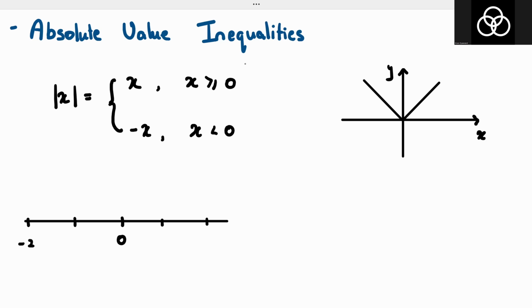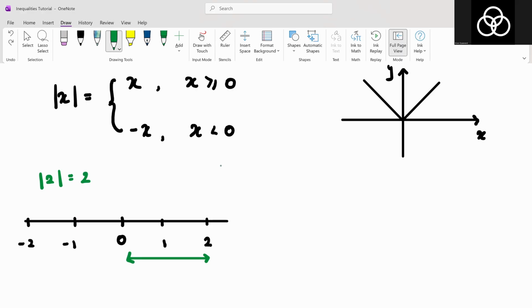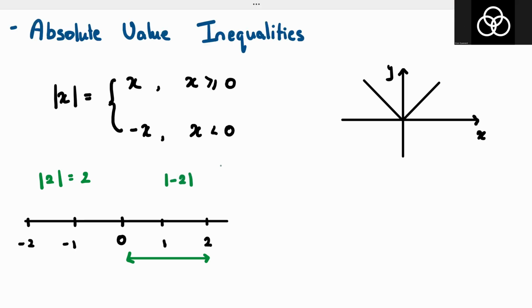What the absolute value function does is it basically measures distance from 0, right? So let's say we have this number line here, and we want to find the absolute value of 2. What that means is, what is the distance between 2 and 0 on this number line? Well, it is 2. Now let's find the absolute value of minus 2. What is the distance between minus 2 and 0? It is 2 units, right? So the absolute value function always outputs a positive number, right?